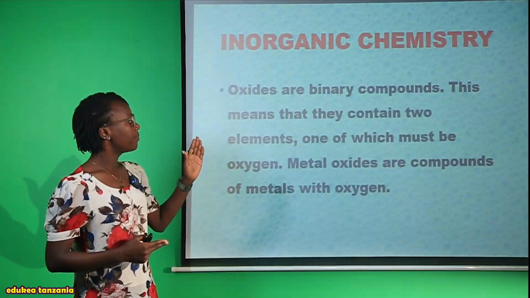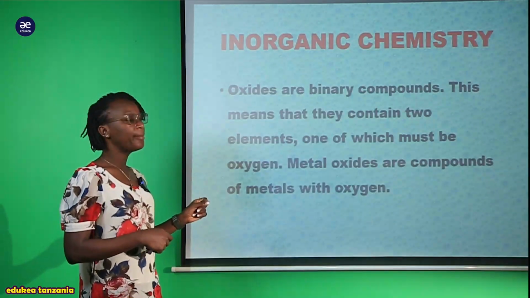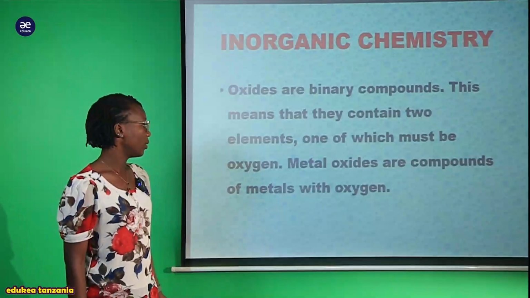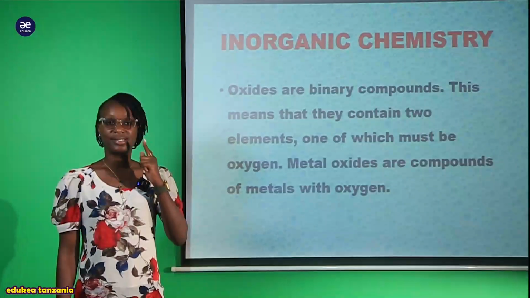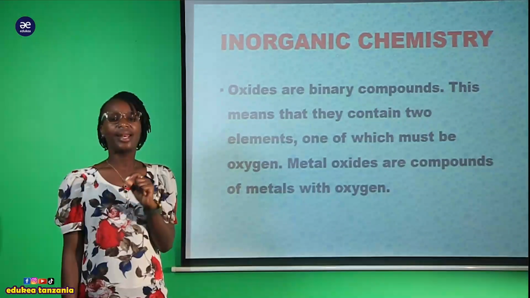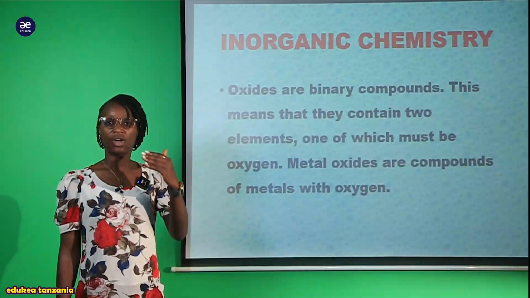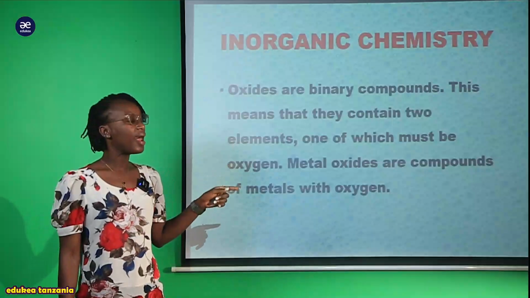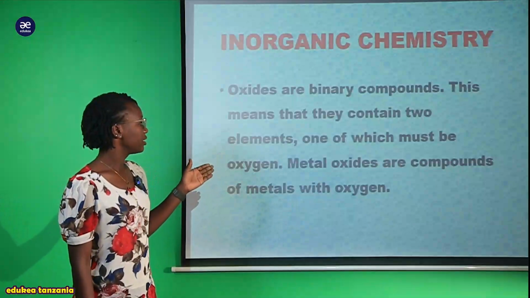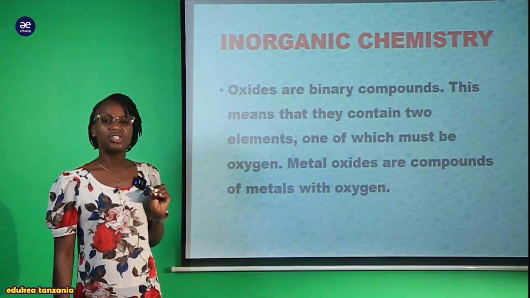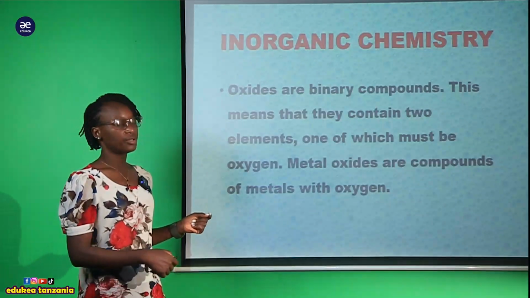Sasa anasema kwamba they are binary compound. Anamaanisha nini? Anasema this means that they contain 2 elements. Kunakuwa na nini? Na 2 elements at once. So one of which must be oxygen. Sasa katika zile elements sasa, moja kati ya hizo element mbili lazima iwe ni oxygen. Kwa nini ni oxygen? Remember we are talking about the metal oxide. So lazima tupate the compound of oxide. Therefore one among of that element must be oxygen. Lazima awe ni oxygen. So the metal oxide are compound of metal with oxygen.